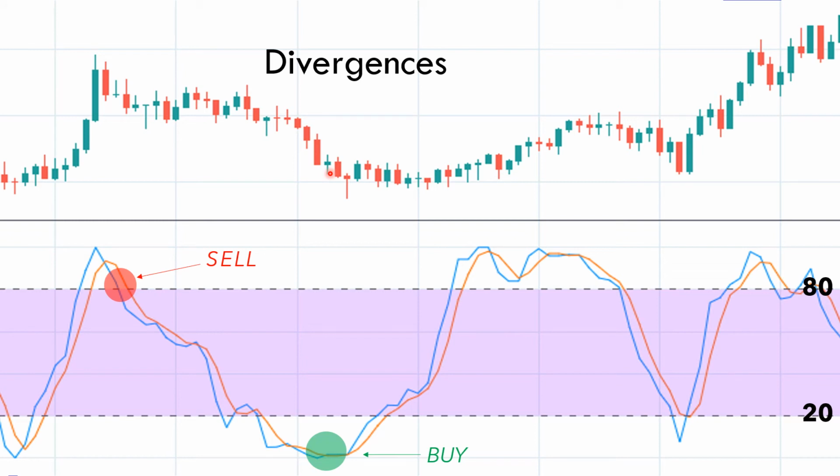Looking at another example, here we can see that price is starting to flatten out, and so is the stochastic indicator. So when the stochastic indicator left the oversold area, it would have been a good opportunity to enter a buy position, as this was an early indication of price rising, and afterwards it did.